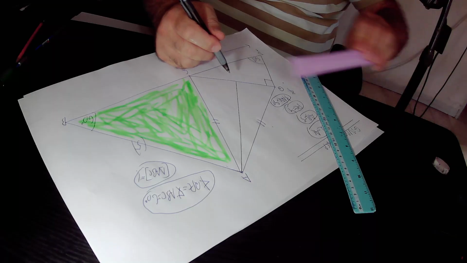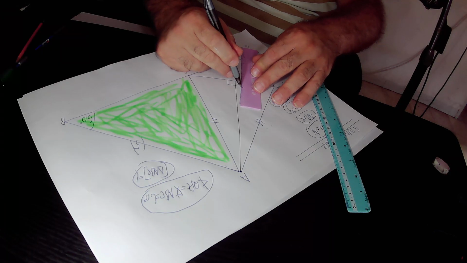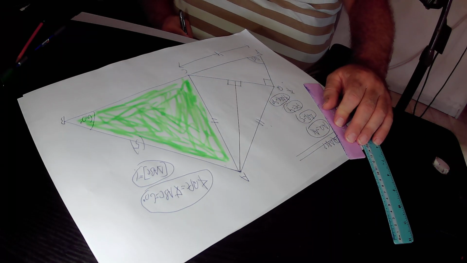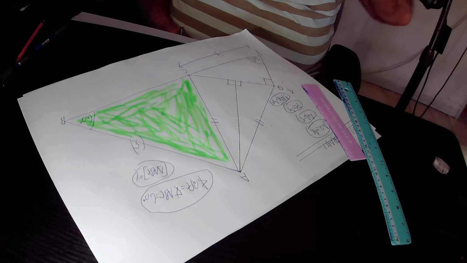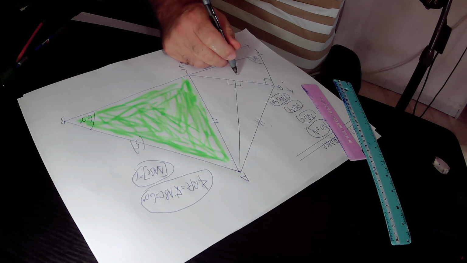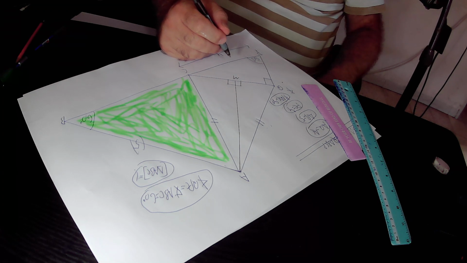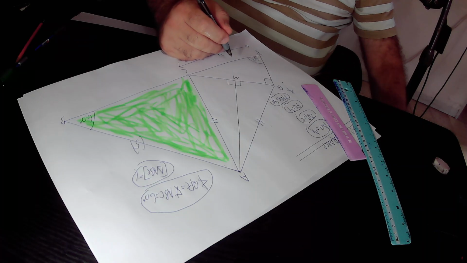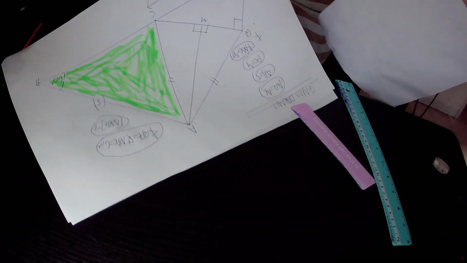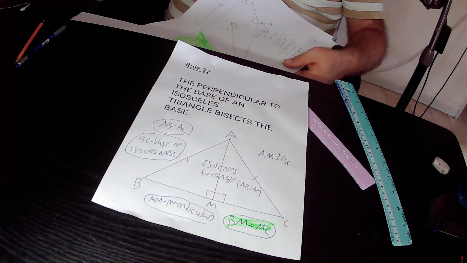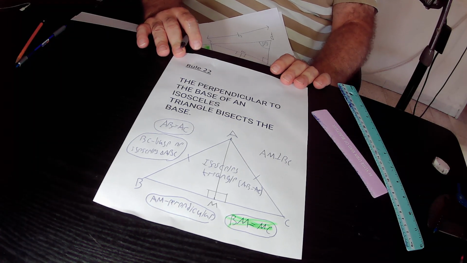So actually, this angle equals 90 degrees, and this angle also equals 90 degrees according to our construction. We will define the touching point of the perpendicular from point A and the base QC. This point is point M. Here we can implement rule 22. I'll repeat quickly rule 22. According to rule 22, the perpendicular to the base of an isosceles triangle bisects the base.